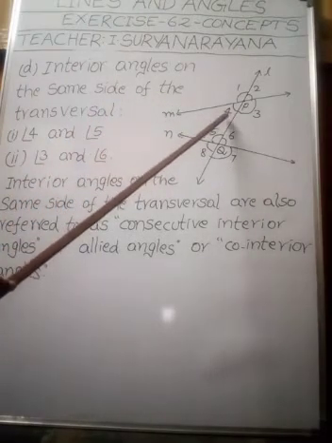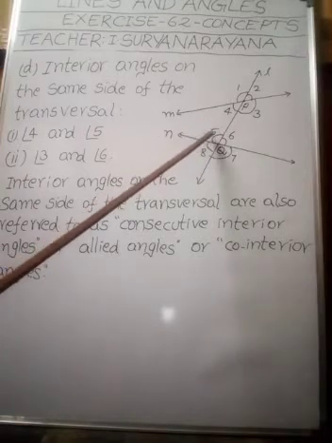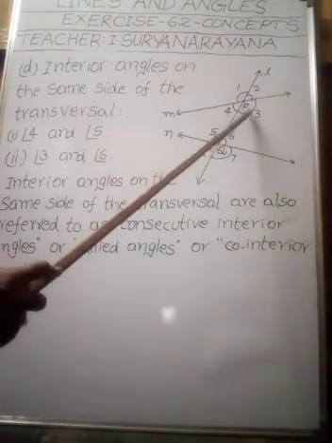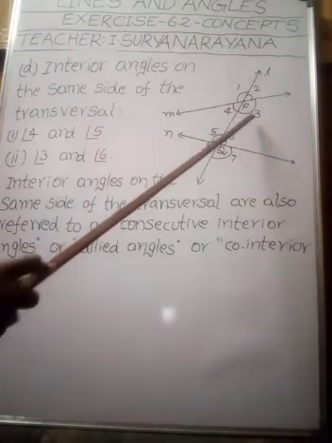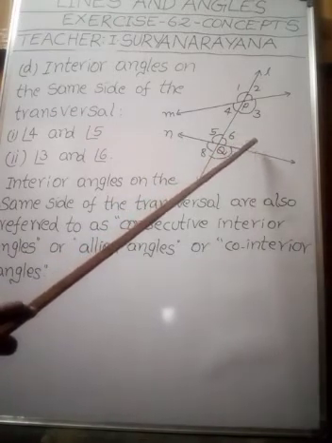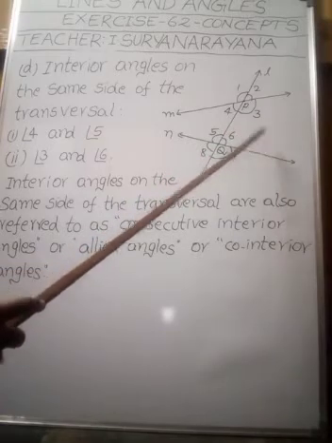So if you observe angle 4 and angle 5, these are interior angles on the same side of the transversal. Similarly, angle 3 and angle 6, this pair of angles is said to be interior angles on the same side of the transversal. Is it clear, my dear children?